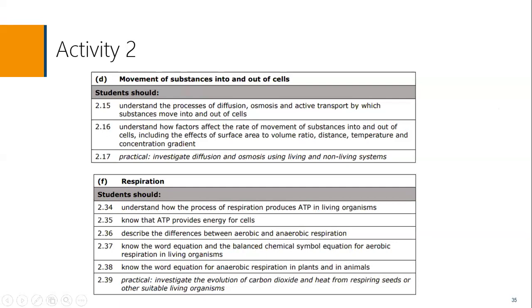So this is some of the ideas of things that you might want to link to. Diffusion, how factors affect the rate of diffusion. Respiration, you need a basic understanding of respiration to understand why oxygen needs to get into the circulatory system in the first place.